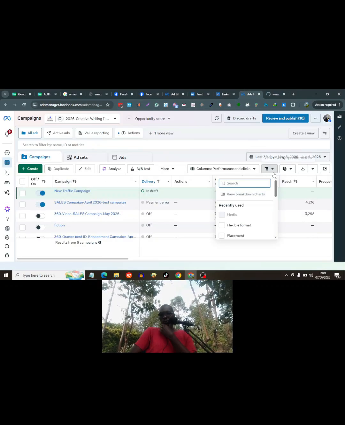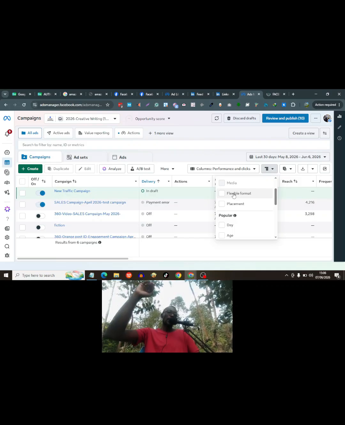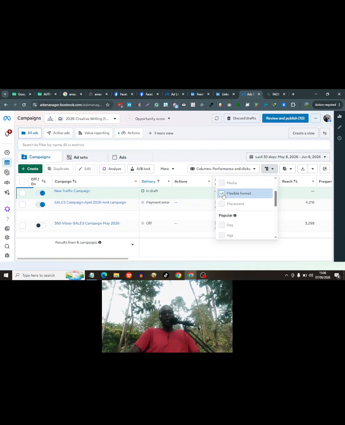Okay, here we go. View breakdown charts. Select the breakdown to see a visual comparison of your performance across segments. This is what you have. Flexible format. Right now, when you create an ad, it allows you to add up to 10 creatives, I think. Before this, it wouldn't show you performance per creative, so I would avoid this, but for now, I've noticed it works. If you add 10 images, it will tell you how much was spent on this one, how much on that one. If you want that to happen, you select that, and it will show you.